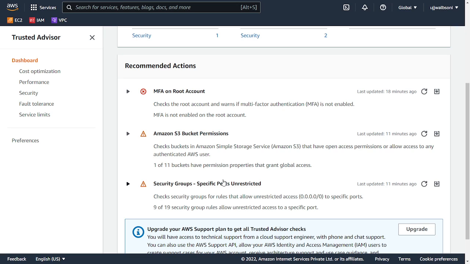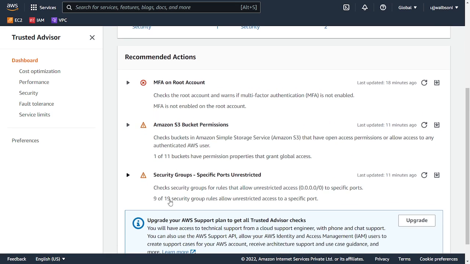Next is the security group, with specific ports unrestricted. So basically you should keep an eye on these recommended actions and act regularly in order to safeguard your account. But first and foremost, you should enable MFA on your root account.